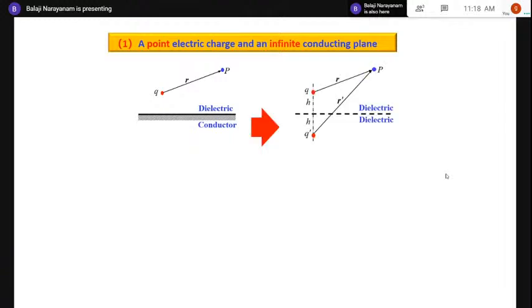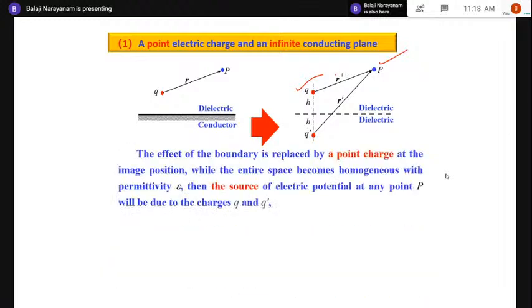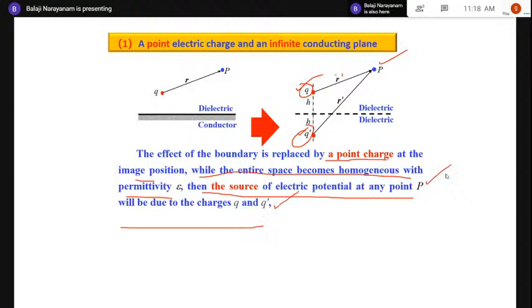So a point charge Q and the point P, which is located at a distance R, are taken. The effect of the boundary is replaced. The boundary is replaced by a point charge at the image position. You observe, actually Q is there. The image charge is Q dash here. While the entire space becomes homogeneous with permittivity epsilon, then the electric potential at any point P will be due to the charges Q and Q dash.